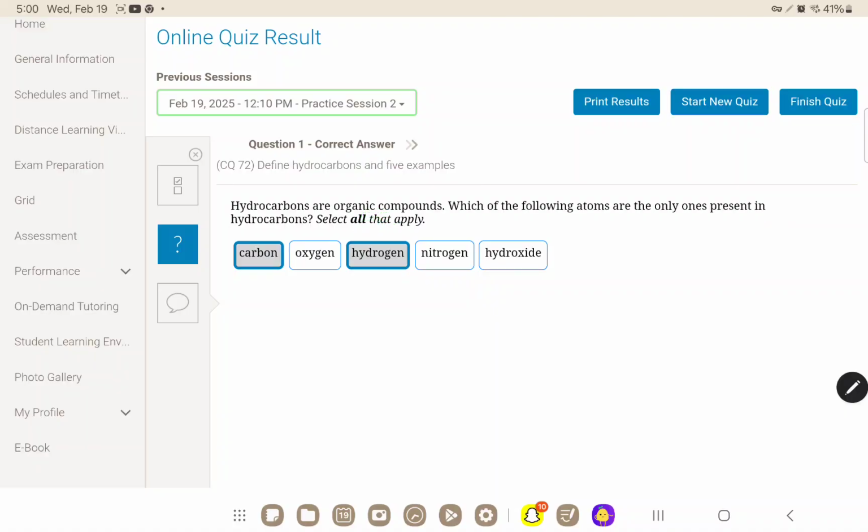Which of the following atoms are only present in hydrocarbons? I think it's obvious kind of from the name. Hydrocarbon: hydrogen and carbon. I don't really think I need to explain it because it's kind of in the name. Hydrocarbons are made out of only hydrogen and carbon. Moving on.